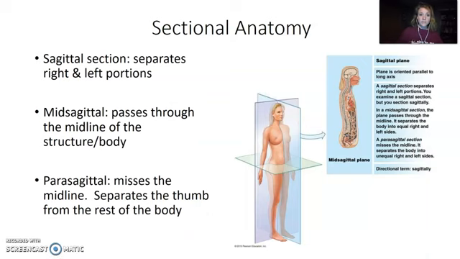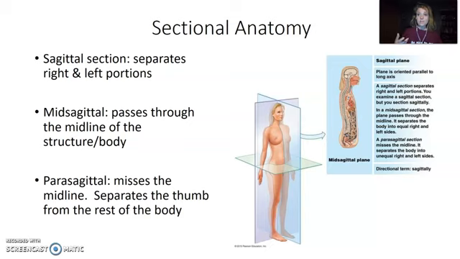A sagittal section is going to separate the right and left sides. But if you think about it, you could do a sagittal section that goes right down the center, or it could be a section that maybe lops off the left arm, or it could be over here by the right arm. So a sagittal section is just going to separate right and left, but there are two ways to describe these sections.